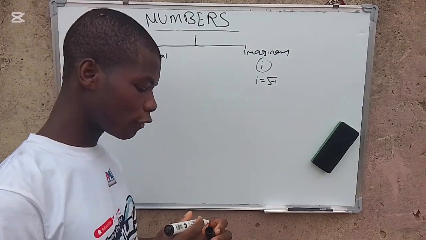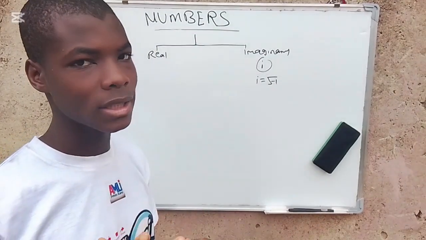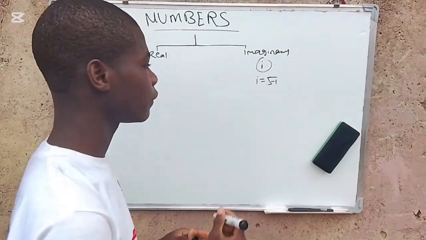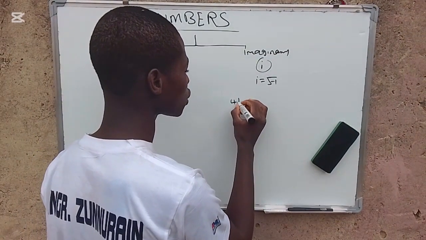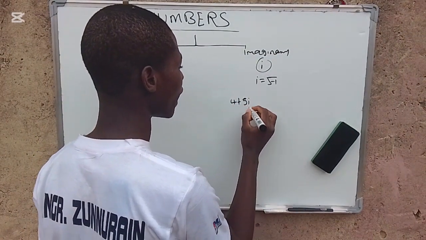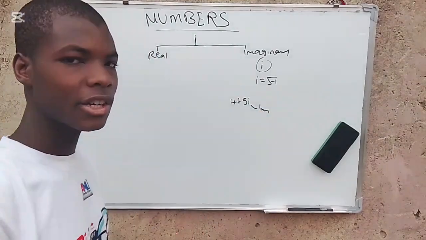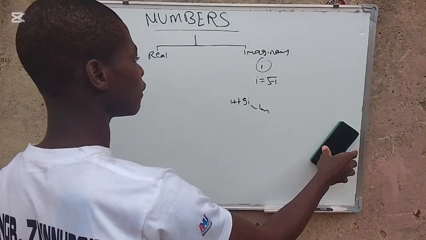If you remember, in a complex number, we have a real part and an imaginary part. A complex number is a combination of a real and an imaginary part. For instance, I have 4 plus 5i. This is the imaginary part, and this is the real part. So therefore, what are real numbers?